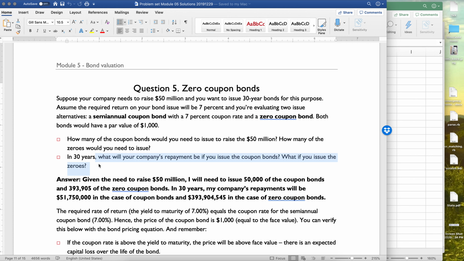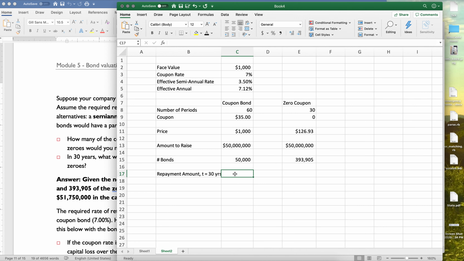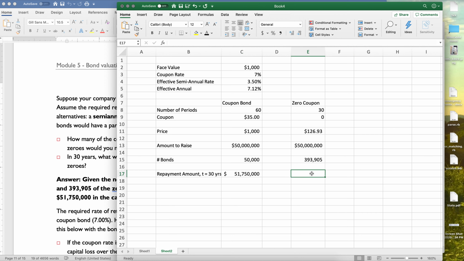And so the last question is, what would your repayment need to be if you issue the bonds? So if you issue these bonds, when t equals 30 years, how much do you actually have to pay back to bondholders? Well, I have 50,000 bonds, and I need to pay back 1,000 plus the coupon. Here, I have 393,000 bonds, and I need to pay back, oops, I'm sorry, not the coupon, the face value.